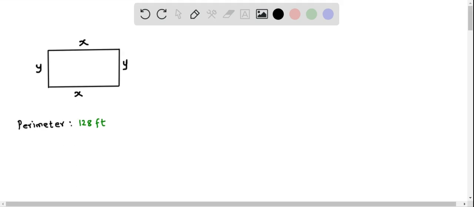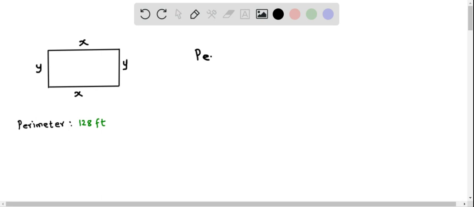Let x and y represent the length and width of the rectangle whose perimeter is given as 128 feet. And here we have to find the dimensions such that the area is maximum. So first let's write the perimeter equation.